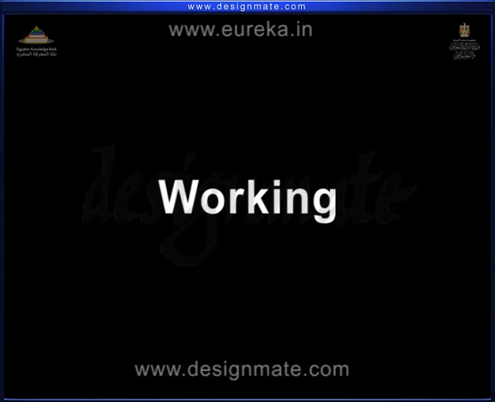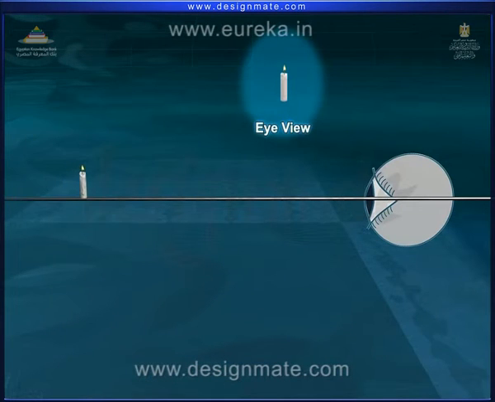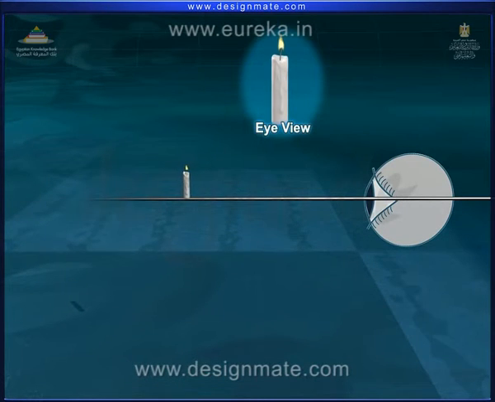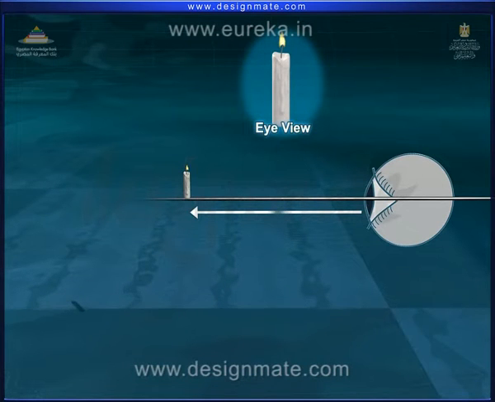Working. When we bring an object closer to our eyes, there is a certain limit up to which the object can be clearly seen. This limiting distance is known as the least distance of distinct vision, expressed by d.